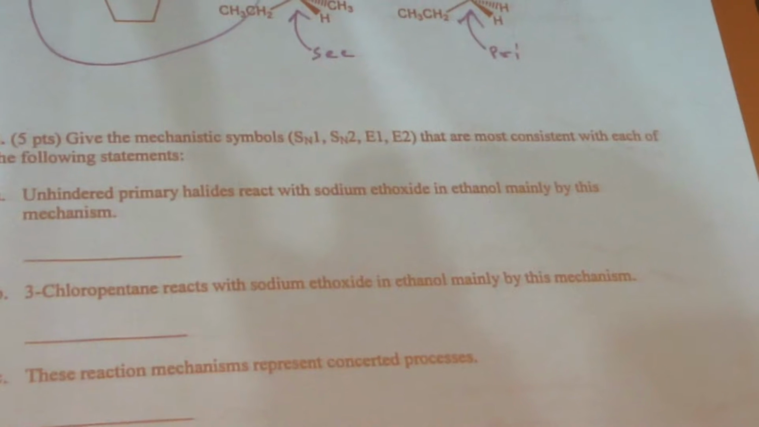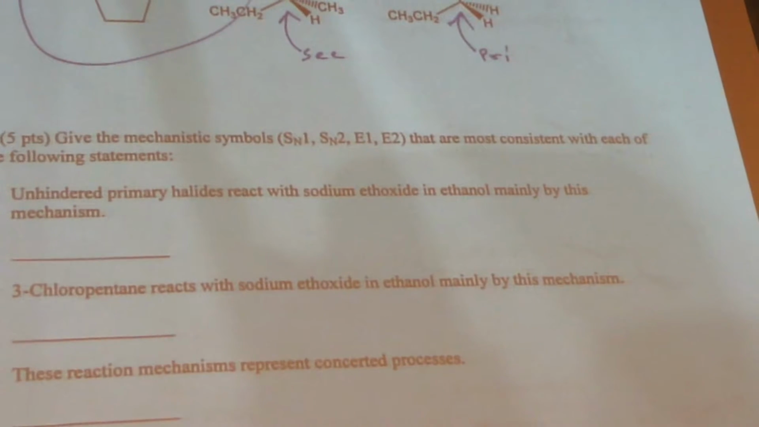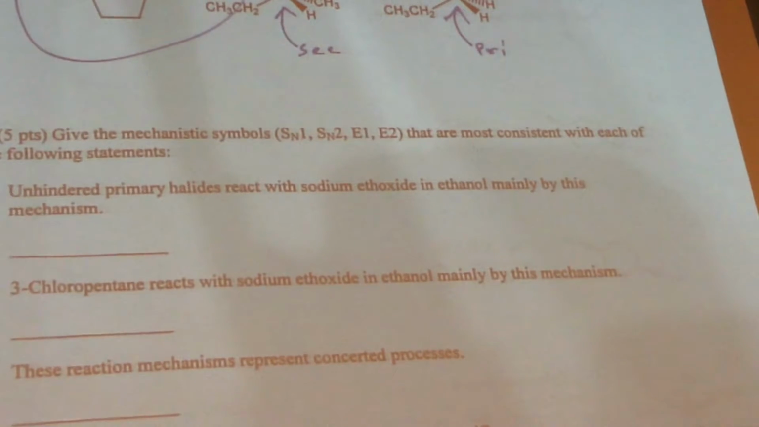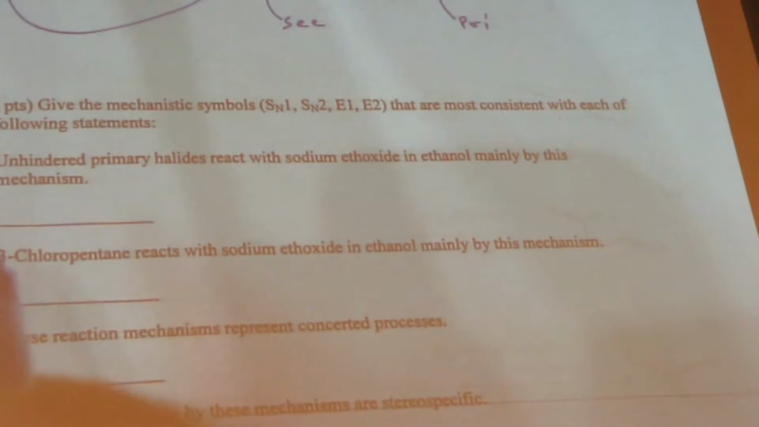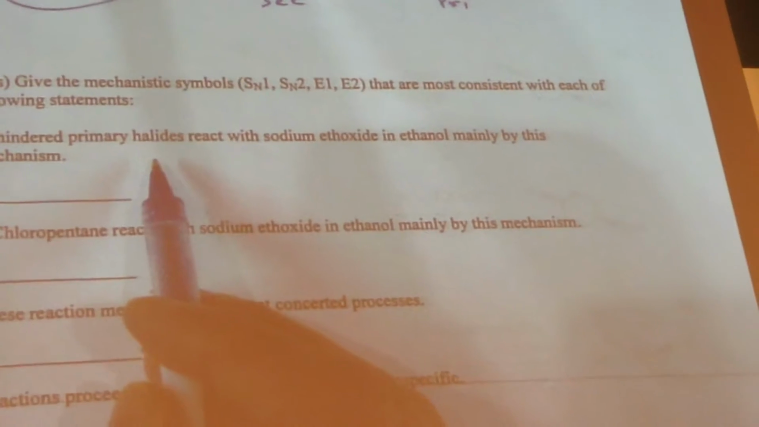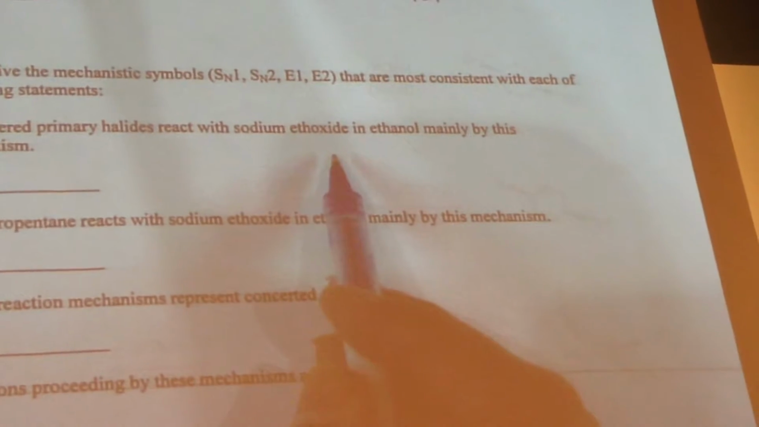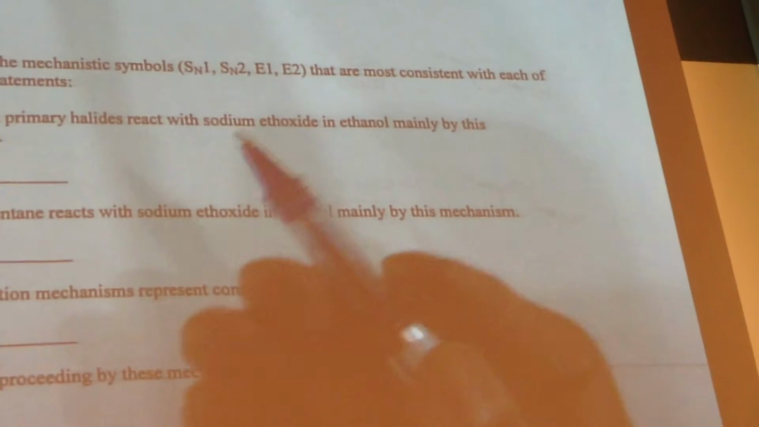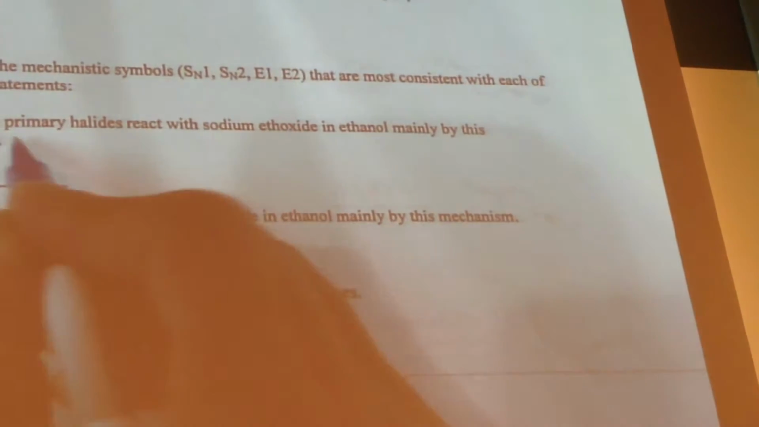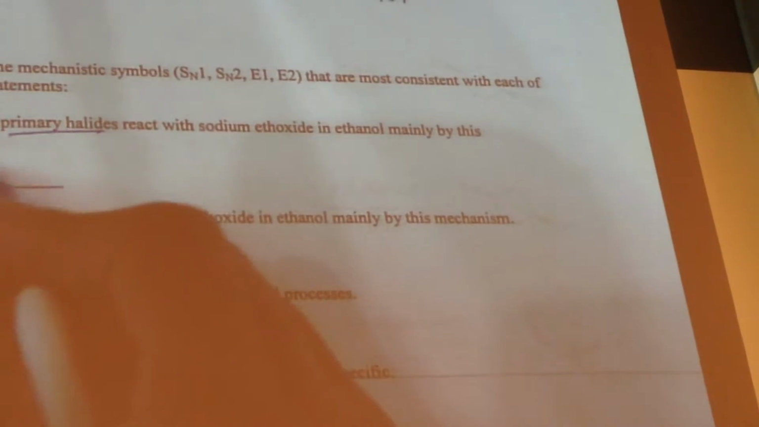Question 4, give the mechanistic symbols SN1, SN2, etc. that are most consistent with each of the following statements. Okay, so the first statement is unhindered primary halides react with sodium ethoxide in ethanol mainly by this mechanism. We know that that is typically SN2, unhindered primary. So SN2.